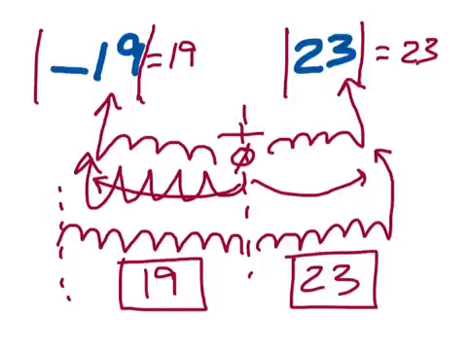So which number has the larger value, the absolute value of negative 19 or the absolute value of 23? The absolute value of 23 absolutely has the larger value than the absolute value of negative 19.